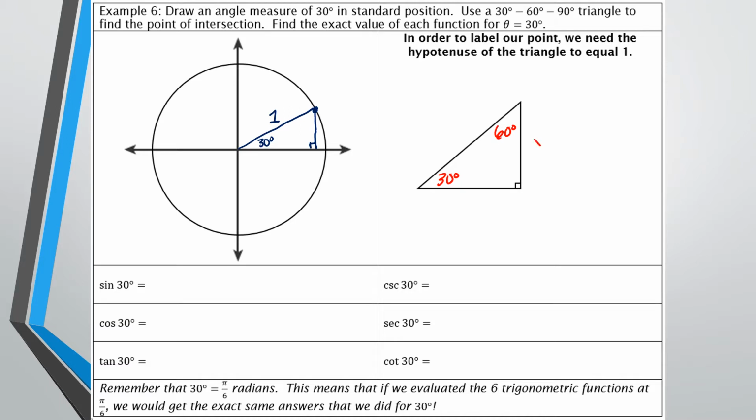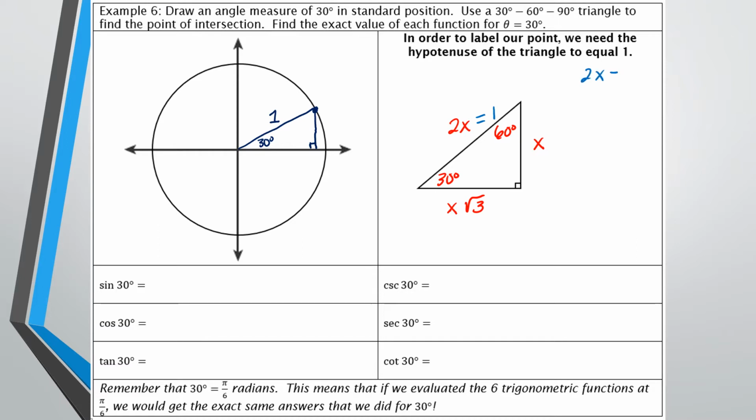Across from the 30-degree angle, our side is equal to x. Across from the 60-degree angle is x root 3. So those are the two legs that make up the triangle, the two legs that make the right angle. And then our hypotenuse is 2x. So now what I'm going to do is set the radius equal to 1. And the radius, by the way, in our triangle is the same as the hypotenuse. So I'm going to say that 2x equals 1.